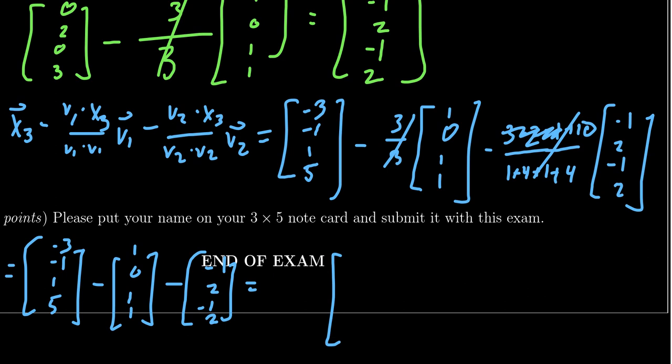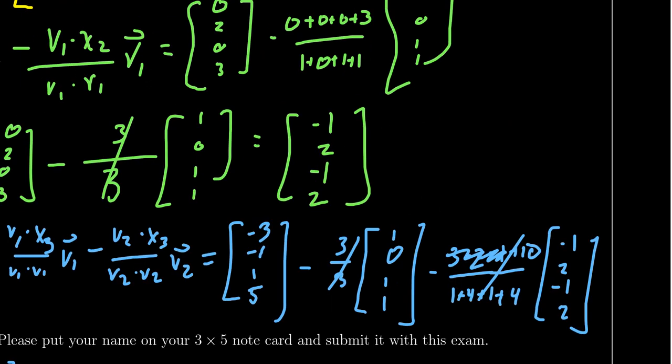So we're going to take negative 3 minus 1 plus 1, so that's a negative 3. We're then going to take negative 1 minus 0 minus 2, so that's also a negative 3. We're going to take 1 minus 1, that cancels out, then plus 1, so that's a plus 1 there. And then lastly, we take 5 minus 1 minus 2, so that should just give us a 2 when we're done, like so. And so this is our x3.